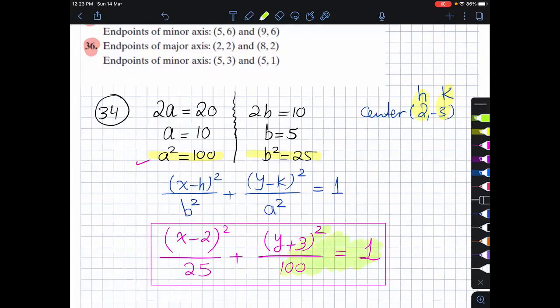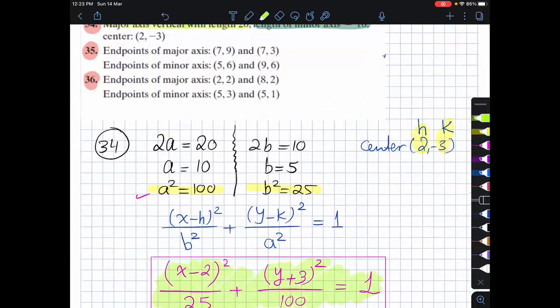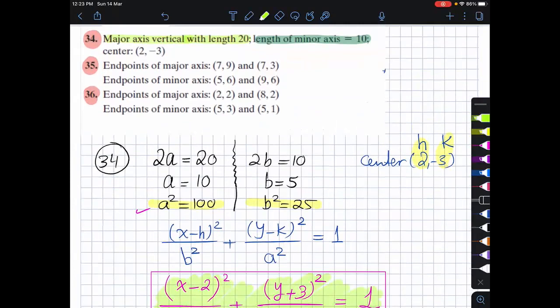Any questions, guys? So this is question 34. Okay, 35. Who can answer here? Omar.